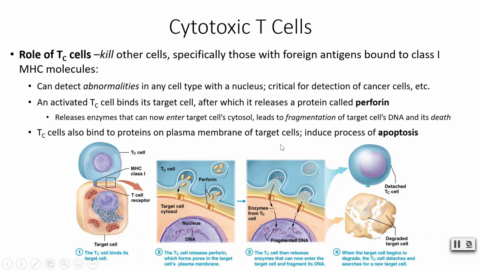We can also have cytotoxic T cells that bind to the plasma membrane of the target cell and secrete substances that induce apoptosis. You may or may not remember, apoptosis is programmed cell death, and so we can secrete substances that encourage apoptosis in those target cells directly. So instead of helping, now we're just directly killing cells that need to be killed.